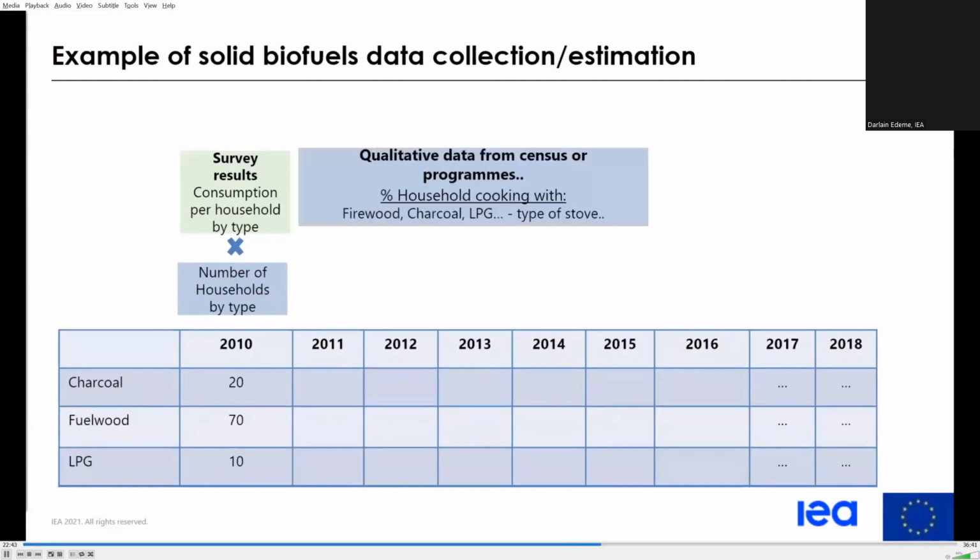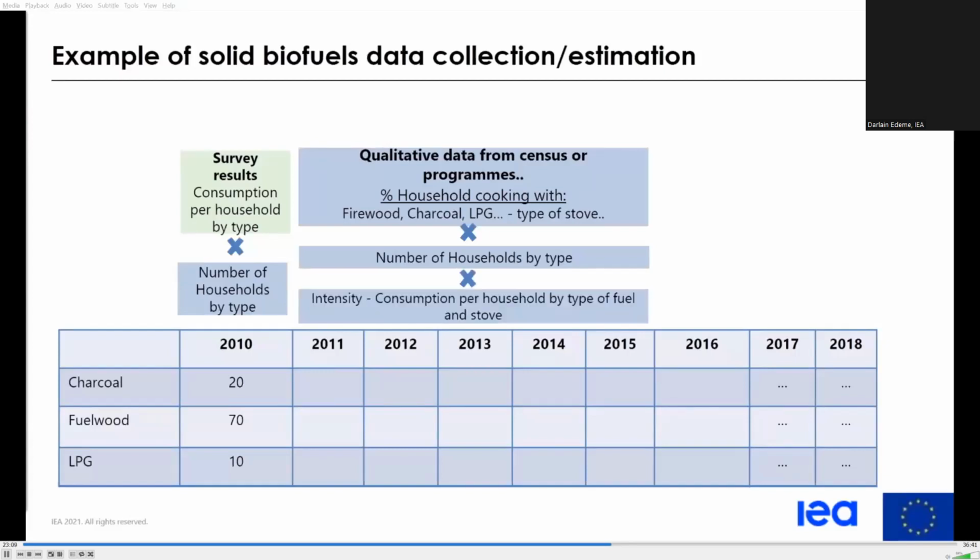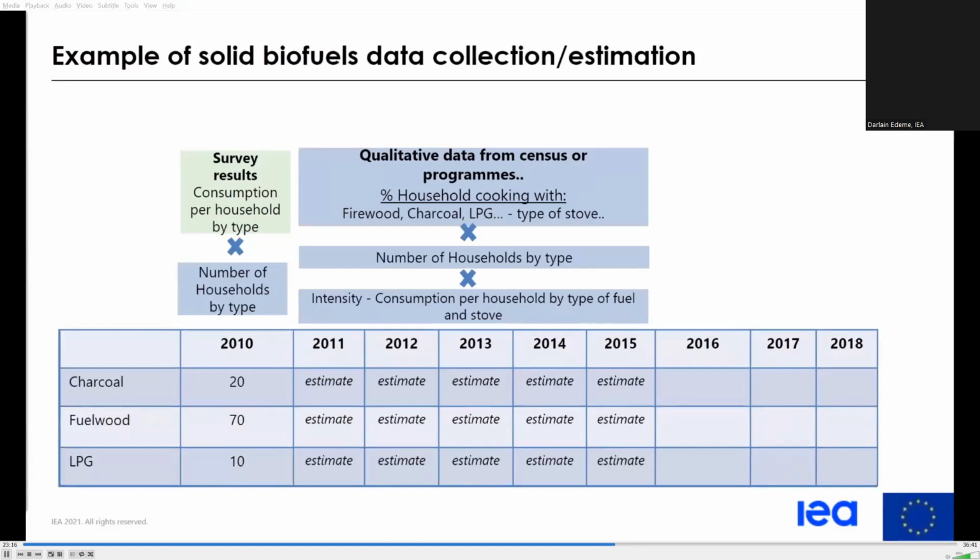Then for the next 5 years, we don't run any surveys and we just use qualitative data from census. Then we can estimate the missing years, but beware that we cannot use the estimate for many years as they lose their value over time. So if we use the qualitative data and add it with the number of households by type times the intensity, we can calculate for 2011 up to 2015.